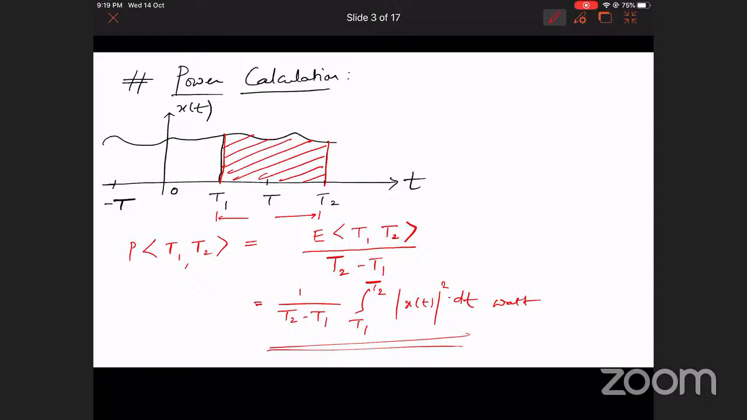So let me change the track. Let's say मुझे power calculate करना है within the interval from minus t to capital T. Minus t से लेकर capital T तक calculate करना है guys. Minus t से लेकर plus t मतलब ये interval हो गया.